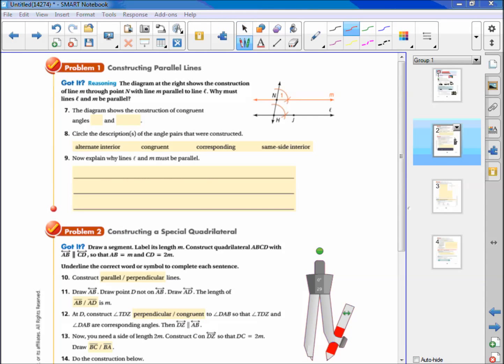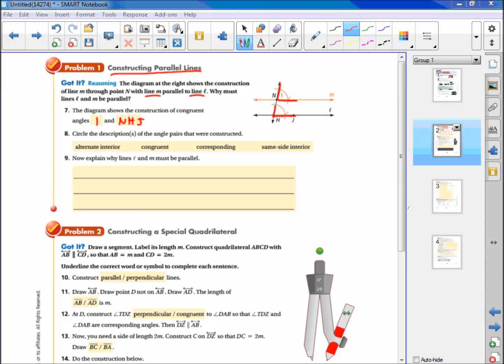Okay, problem number one, constructing parallel lines. The diagram at the right shows the construction of line M through point N, where line M and line L are parallel to each other. Why must lines L and M be parallel? Okay, so let's take a look at it. So first, the diagram shows the construction of the congruent angles 1, that's right here, and the other congruent angle NHJ, that's right here.